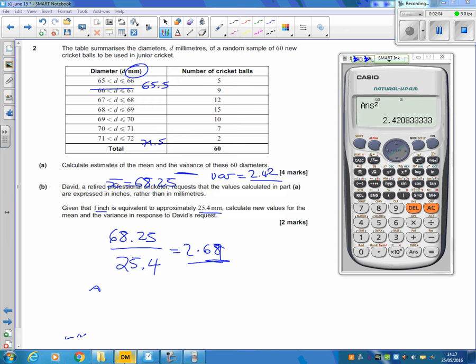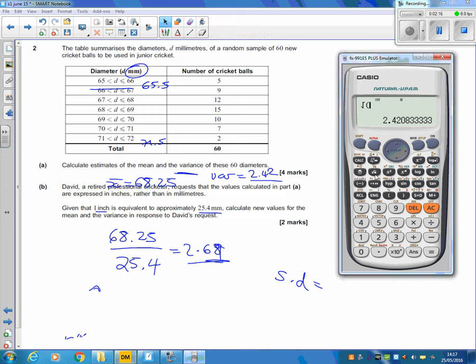Not many people got the variance one though. You probably remember that the standard deviation would have changed by that same amount. The standard deviation, what did we have for that standard deviation earlier? That standard deviation was 1.555. Now that needs to be divided by the 25.4. That will then give us a new standard deviation of 0.061.